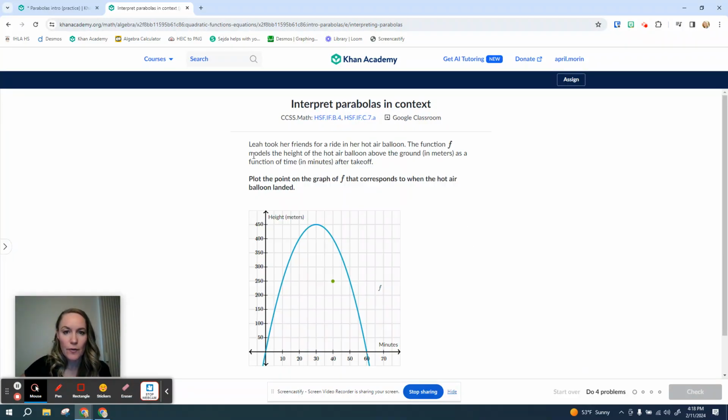Leah took her friends for a ride in her hot air balloon. The function f models the height of the hot air balloon above the ground in meters as a function of time in minutes after takeoff. Plot the point on the graph of f that corresponds to when the hot air balloon landed. That's pretty easy, right? Because this is the hot air balloon over time, and then it lands, right? So that's pretty easy right there.